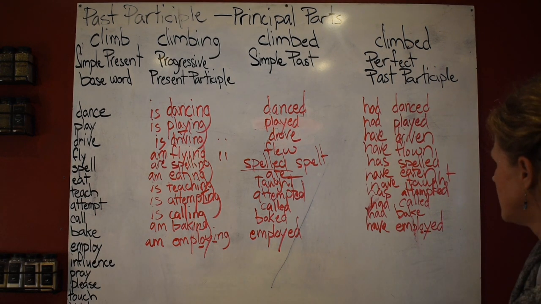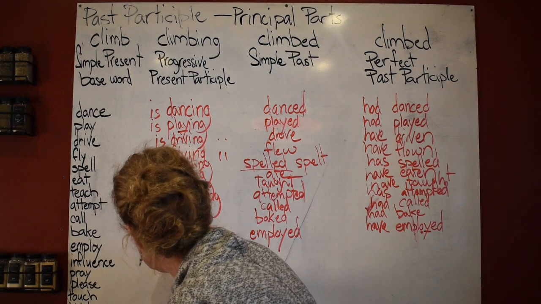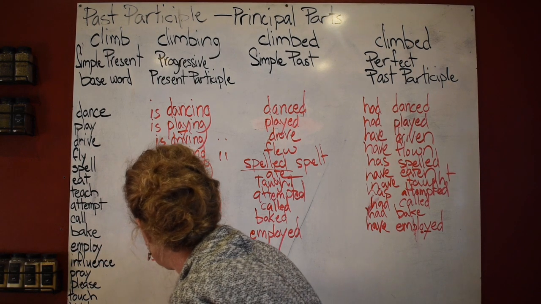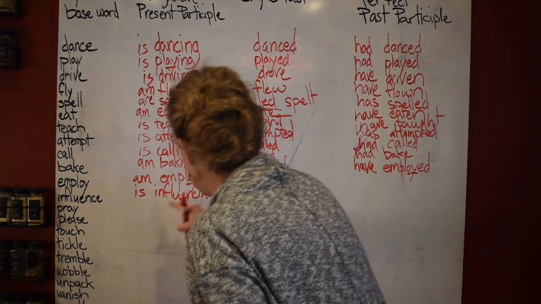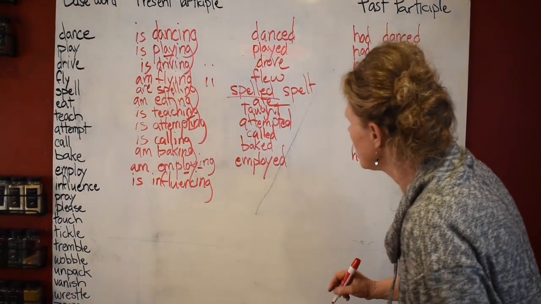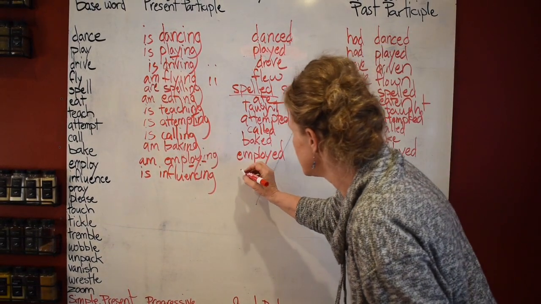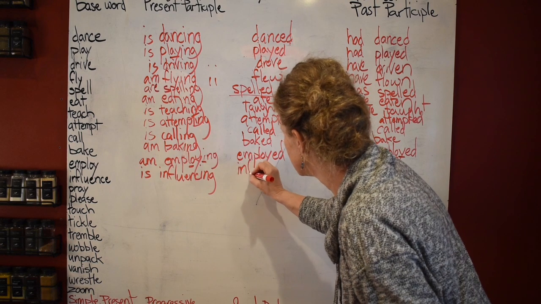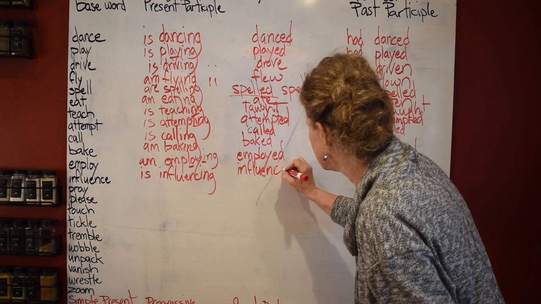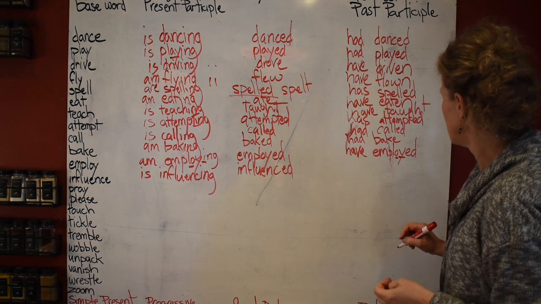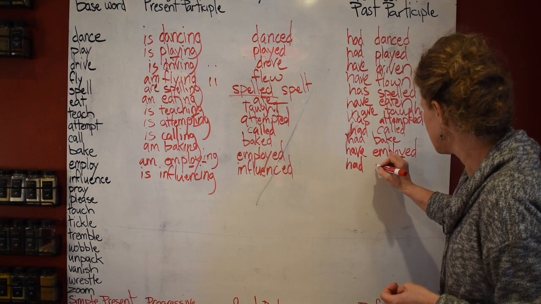Is influencing. Okay, so we have is influencing. You're dropping the E and adding your ing. And then what are we going to do for influenced? C-E-D. Had influenced. Okay, let's do had influenced.